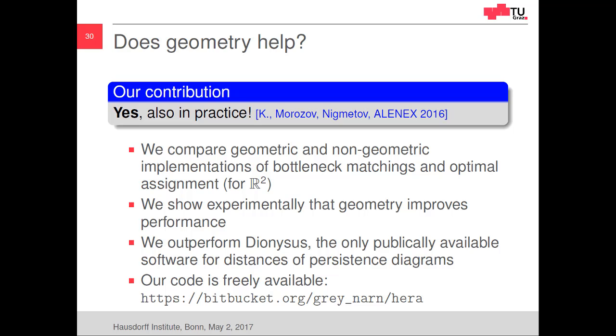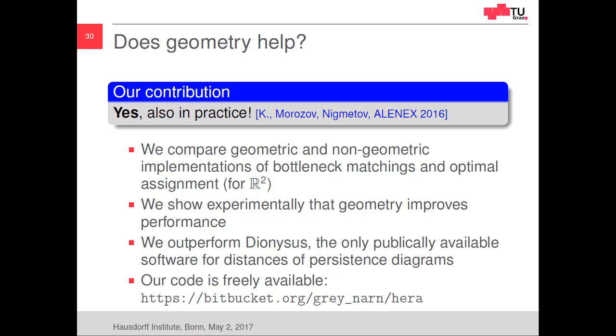And what we did, it's joint work with Dmitry Morozov and my student Arnur Nigmetov, we just said, well, it also helps in practice. And what we did is just we implemented a non-geometric and a geometric version of these bottleneck and Wasserstein matching algorithms for the plane. And we showed geometry is better. And for me, this was quite surprising that despite these works are 15 years old, nobody has ever tried to implement these theoretical approaches. Maybe because nobody had an application for that.